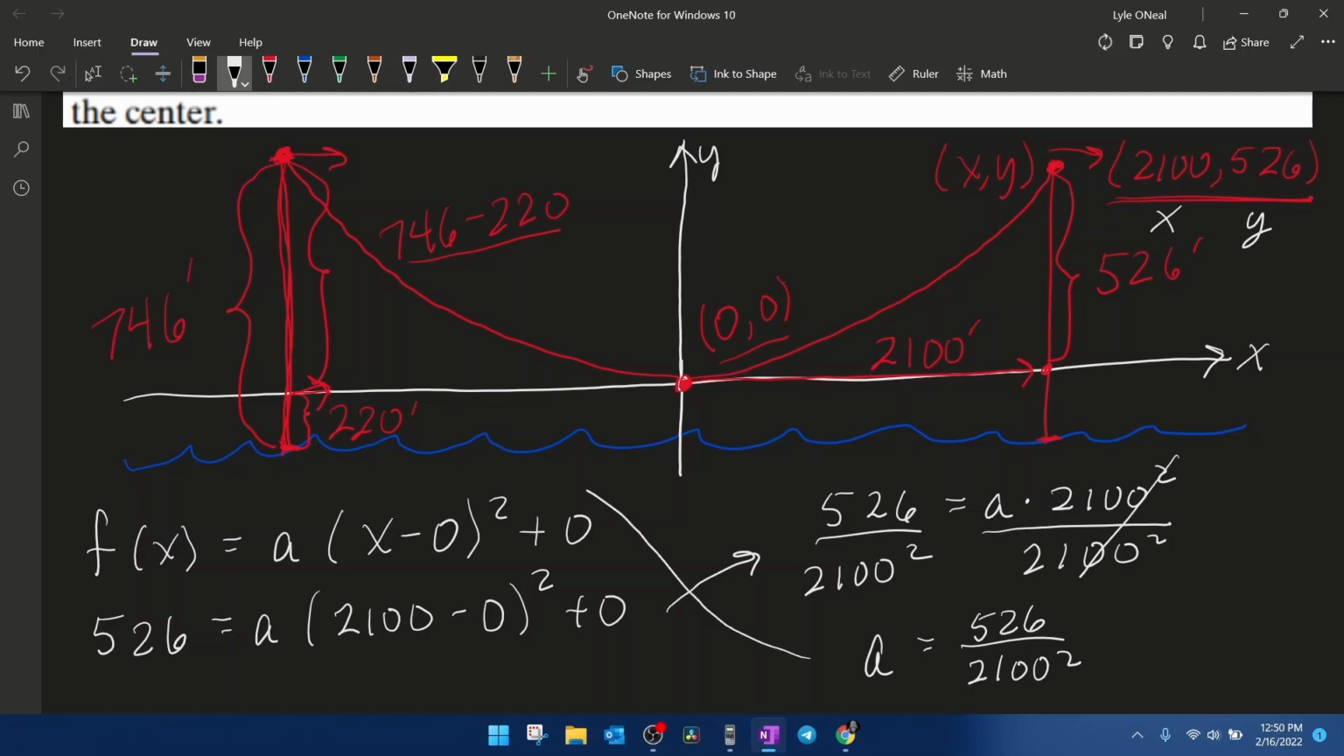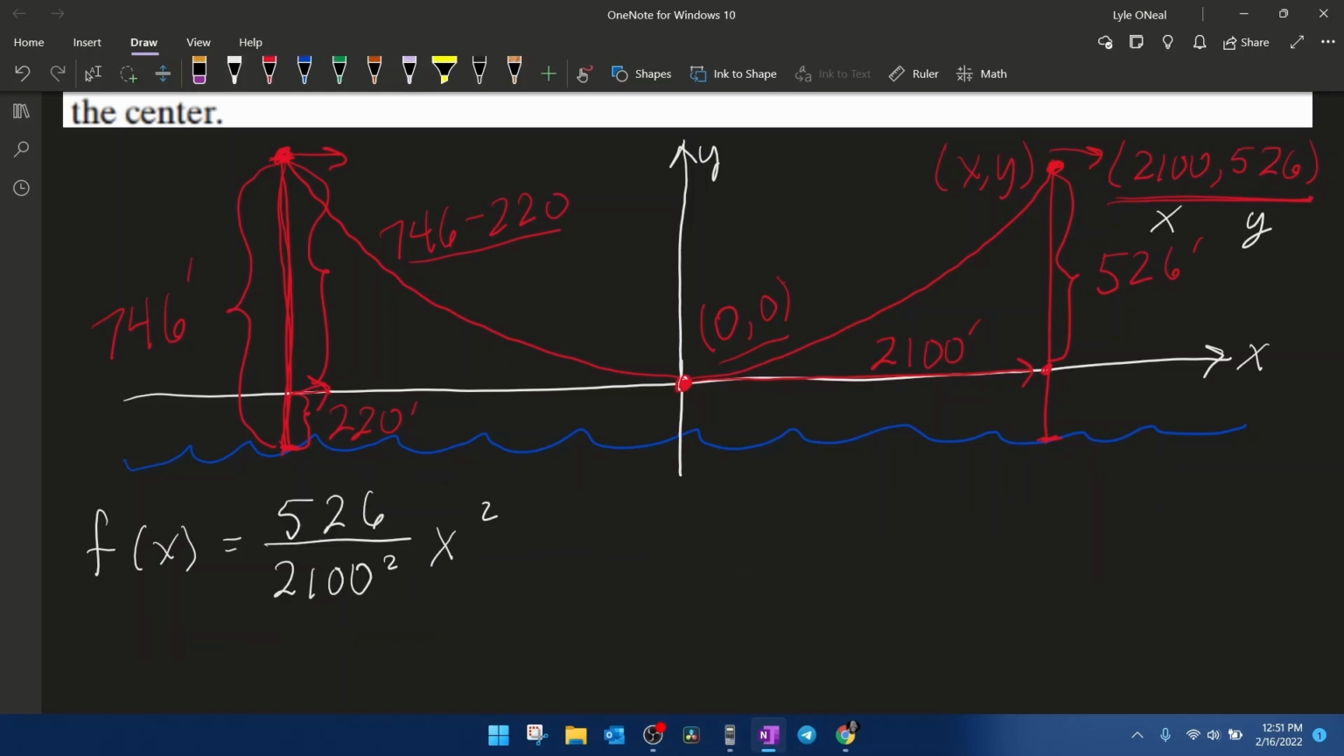Plugging that back in to our quadratic function, knowing that x minus 0 is just x squared, and the plus 0 is going to disappear, gives us a simplified quadratic function of f of x equals 526 divided by 2100 squared, times x squared.